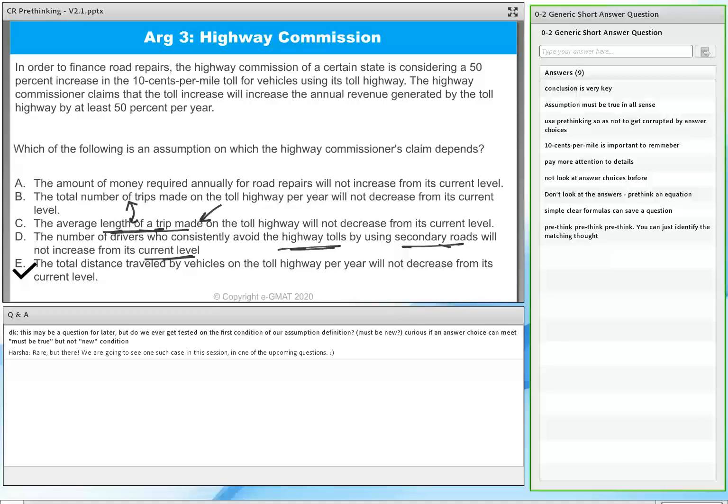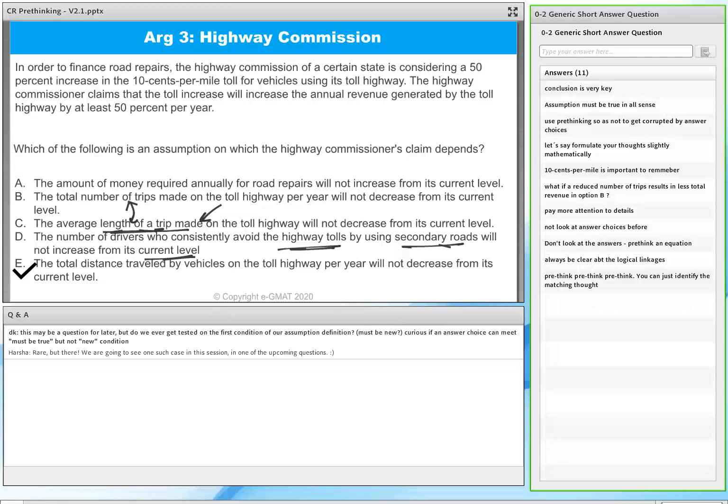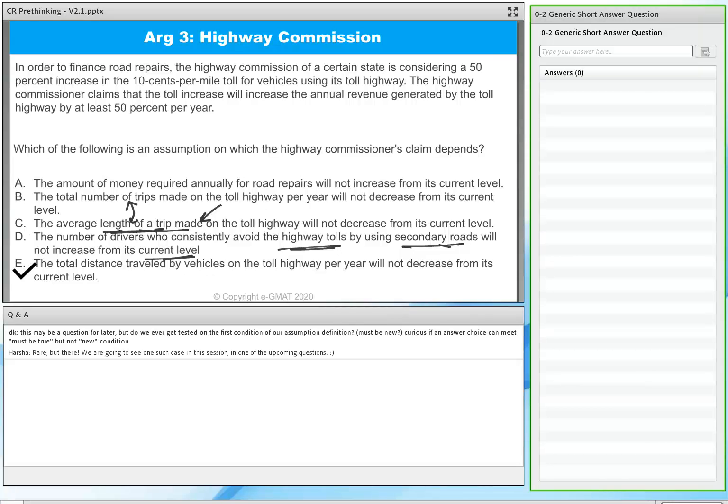Okay. I wouldn't say pre-think an equation. I would say pre-think or understand the logic. And yes, the conclusions are really important. Now, DK had a question which said, can there be a case where it's a must be true statement, but it doesn't provide new information? Yes, in DK, we're going to see that with an example. Okay, that's good. Each question has certain takeaways.